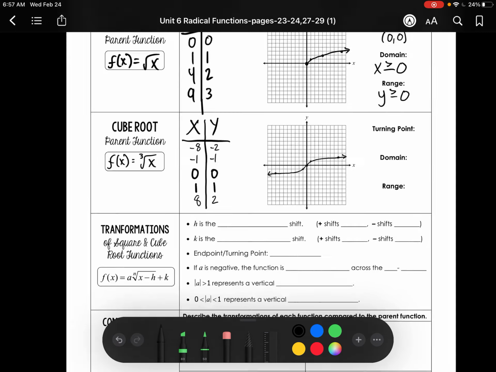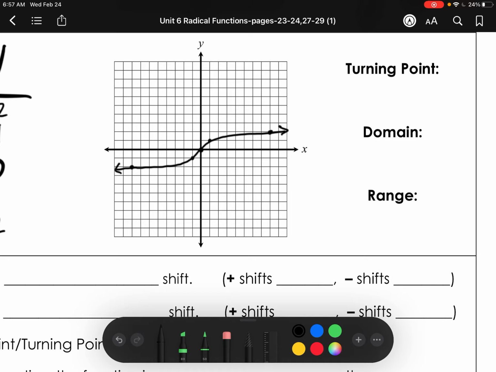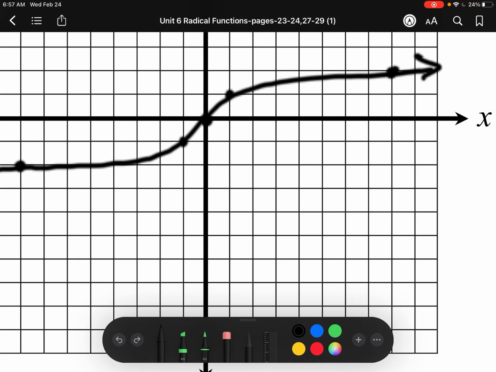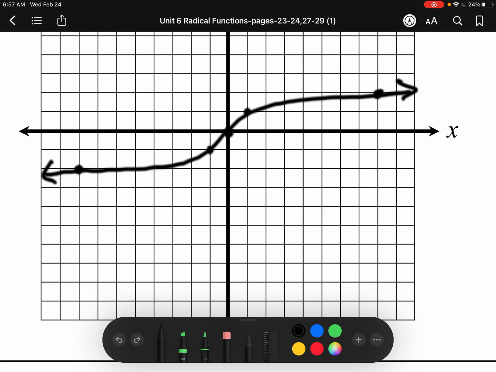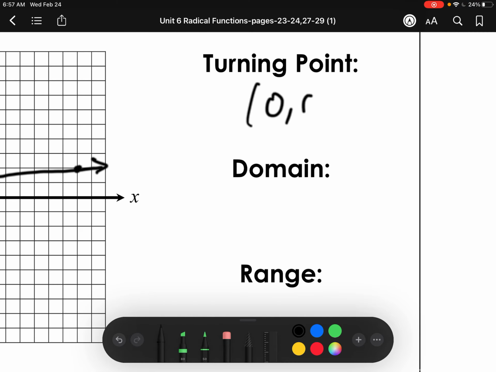Now we're going to talk about some of the characteristics of it. The turning point is right here at 0, 0. You see that? At 0, 0, if you go to the right, our inputs are positive and our outputs are positive as well. Before 0, 0, our outputs are negative and so are our inputs. So this is the turning point right here. This is where the graph turns. So our turning point is at 0, 0.